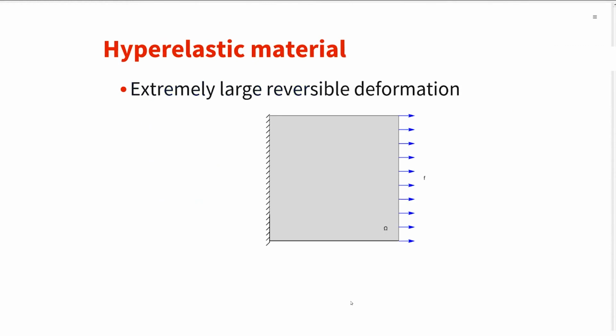All right. So what are hyperelastic materials? Hyperelastic materials are materials that can withstand extremely large deformation and are fully reversible, like rubber. So you can pull rubber, and when you let it go, it goes back to its original form. In the example I'm going to show, we have a block of rubber that's fixed on the left-hand side, and we have a force on the right-hand side that's pulling to the right.